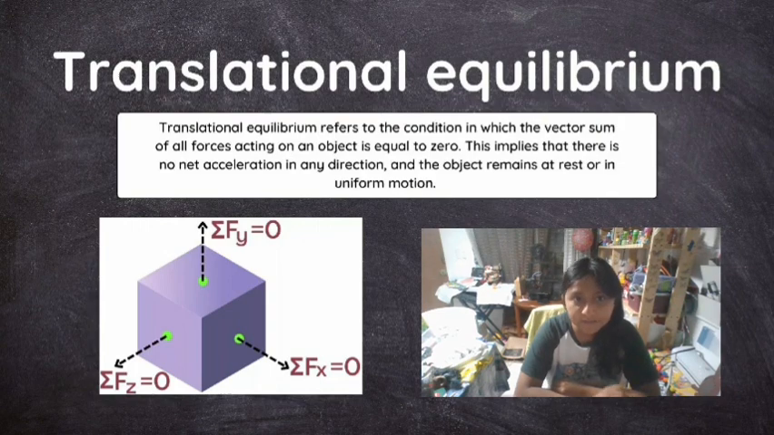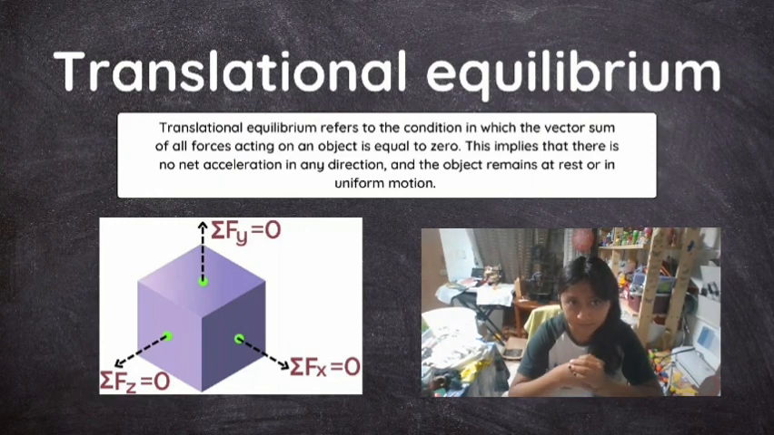Translational equilibrium refers to the state in which the combined effect of all forces acting on an object results in a net force of zero. This condition ensures that there is no overall acceleration in any direction, and the object remains either at rest or in uniform motion. Mathematically, this equilibrium is expressed as the sum of Fx is equal to 0 and the sum of Fy is equal to 0, where the sum of Fx represents the sum of all forces in the horizontal direction, and the sum of Fy represents the sum of all forces in the vertical direction.